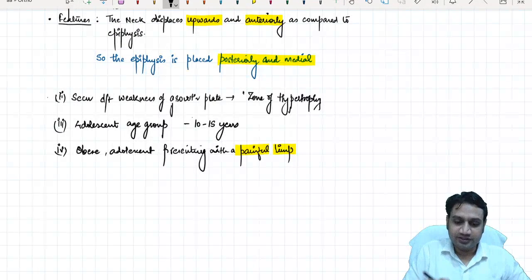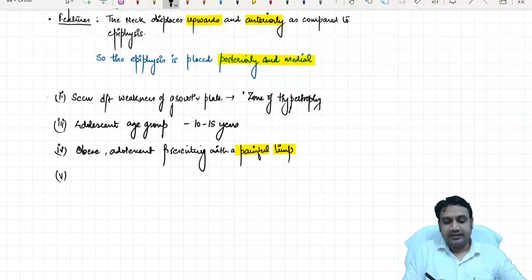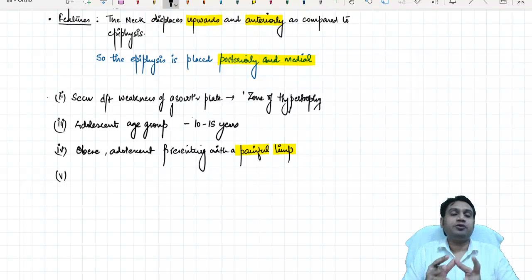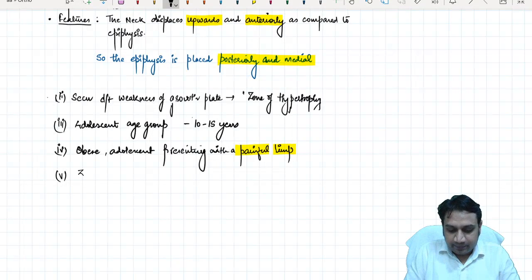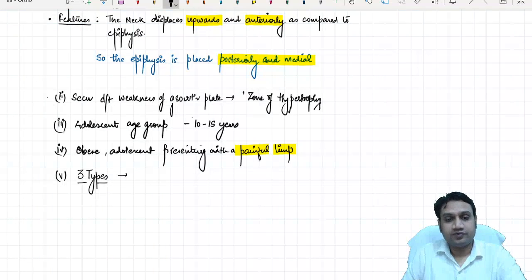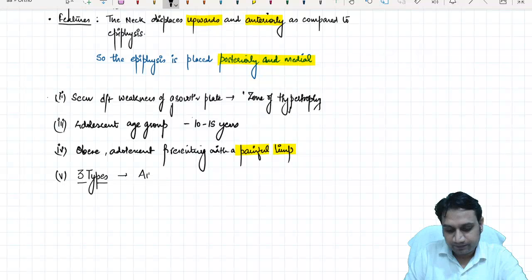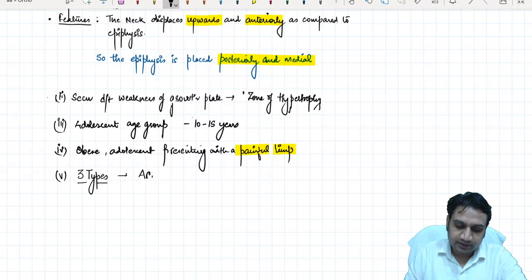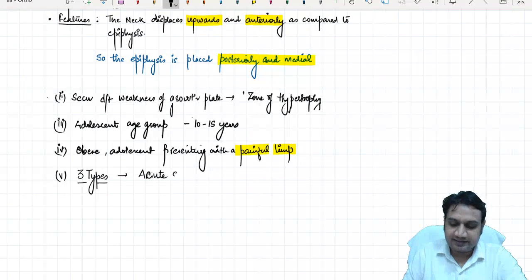When you examine these patients, basically the presentation will depend on the type of the slip. This SCFE can be broadly of 3 types, right? What are those? One is an acute slip. We simply call it acute SCFE, acute slipped capital femoral epiphysis.